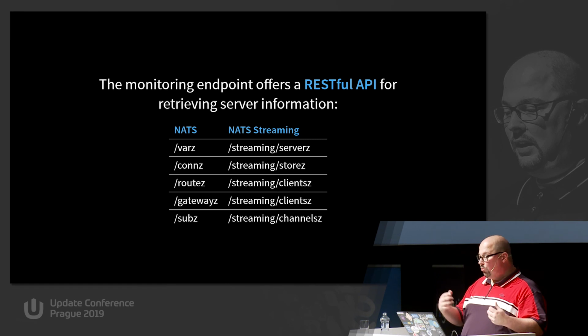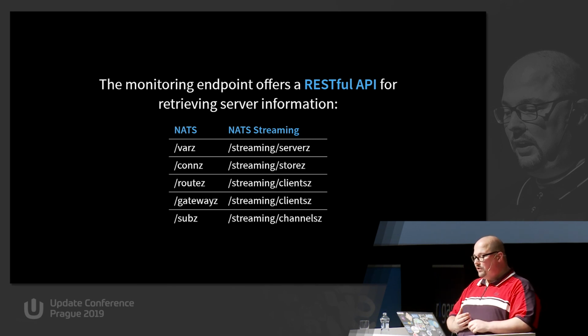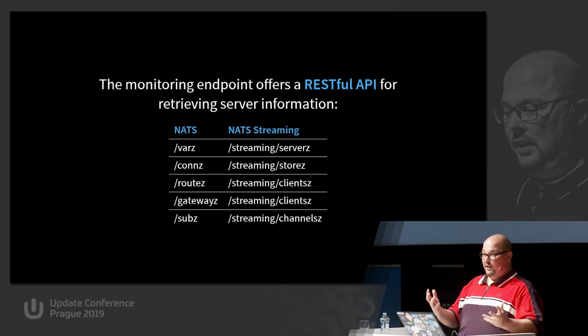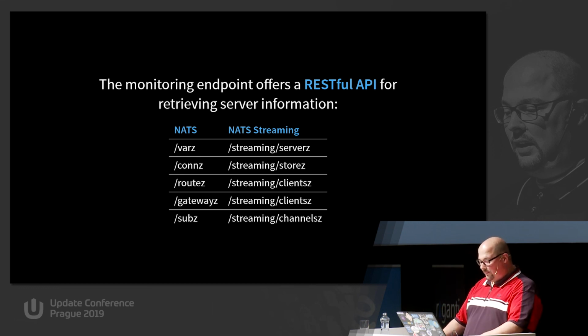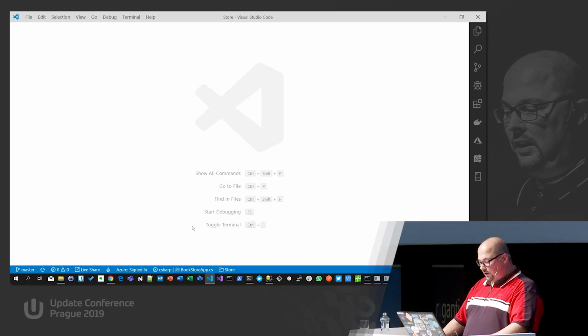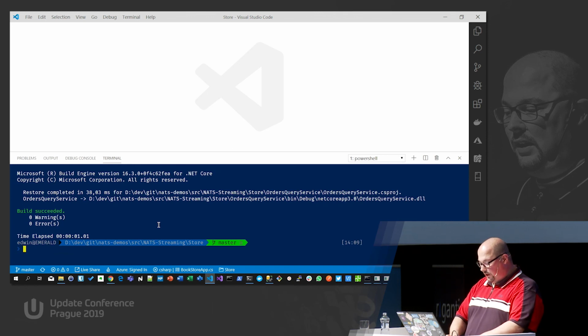And then you can find all kinds of variables, connections, the routes that are created, all the connected clients. It's just a RESTful API that you can call, and you will get back some JSON. That's it. So it's really in the NATS philosophy. It's really, really easy. So let me show you how that works. I'll go back to Visual Studio Code, and I will start my monitoring.